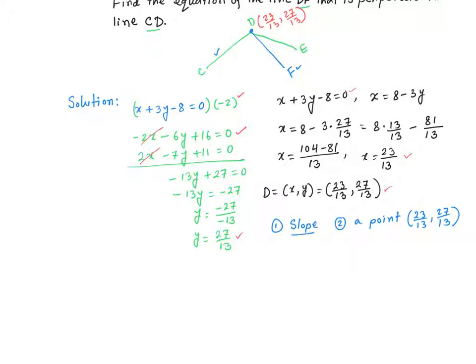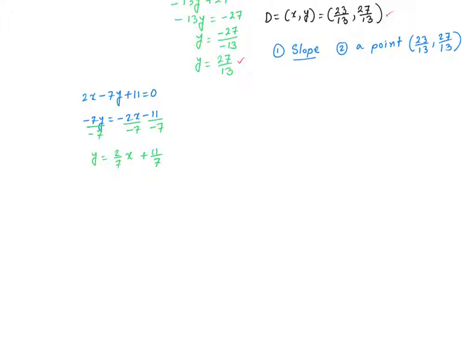Now to find the slope of line CD, it's very easy. We just take the equation and we express it in the slope-intercept form of the straight line, which is y equal to mx plus b. If we do so, we get the following. So this is the equation of the line CD. I solve for y. If I do that, I get the slope of the line CD, which is 2 over 7. So the slope of the line, let's say m1, is 2 over 7.